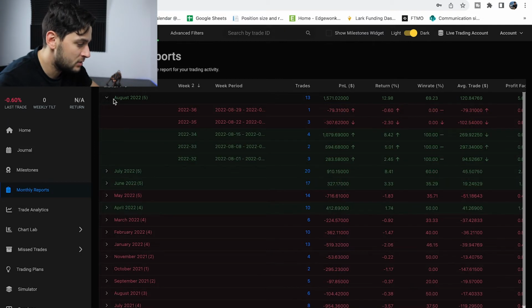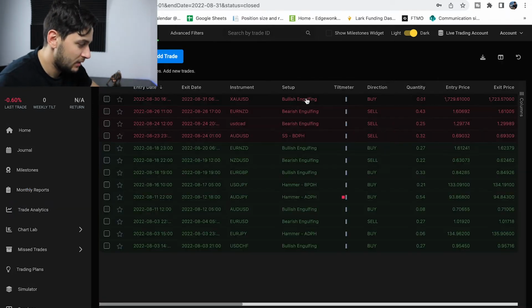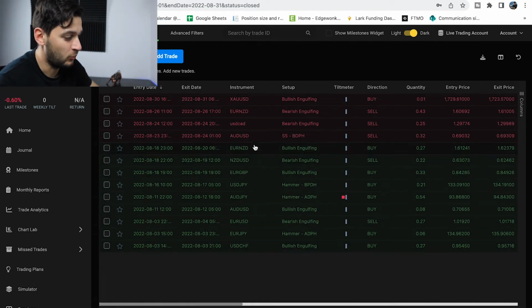Let's go into August, where we can see here 13 trades with a return of 12.98%, 69% win ratio. So if you go into those trades for the month, you can see I had 9 winning trades in a row, followed by 4 losing trades in a row to end out the month. So the first trade I want to take you into is one on the Euro Pound, and this is one of my larger winners for the week.